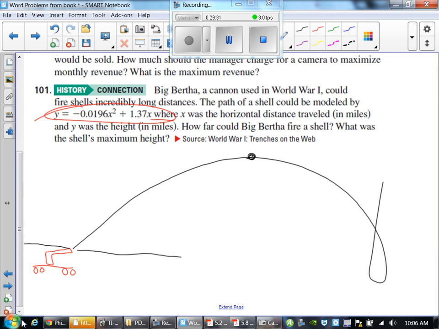Do you agree? Now, we could find that as an axis of symmetry, right? The graph folds in on itself. How do you find the axis of symmetry? Very good. That'll give you some x value, wouldn't it? Now you've got funky values, which is fine: negative 1.37 over 2 times negative 0.0196. So it's just crummy decimals that you're working with, but it still works.